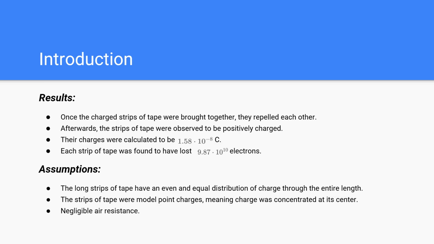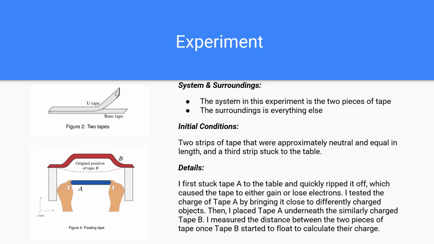To give a brief preview of the results, once the charged strips of tape were brought together, they repelled each other, and afterwards the strips of tape were observed to be positively charged. In the end, their charges were calculated to be 1.58 times 10 to the negative 8 coulombs, and each strip was found to have lost 9.87 times 10 to the 10 electrons.